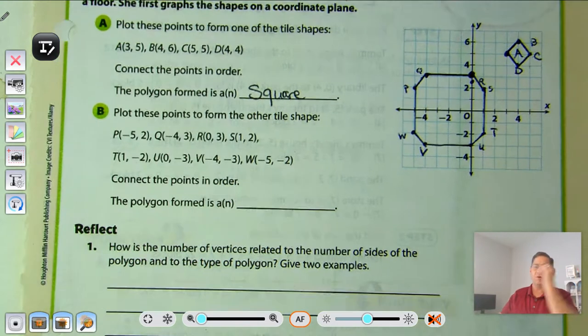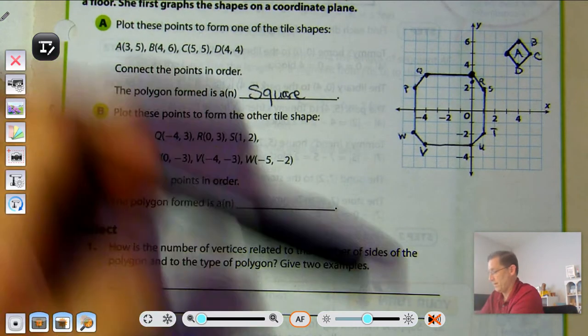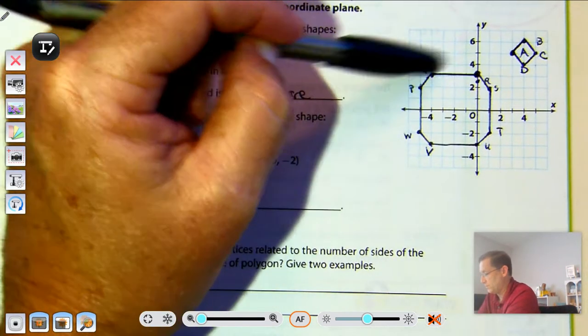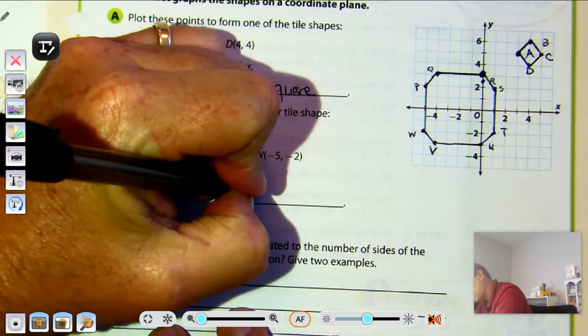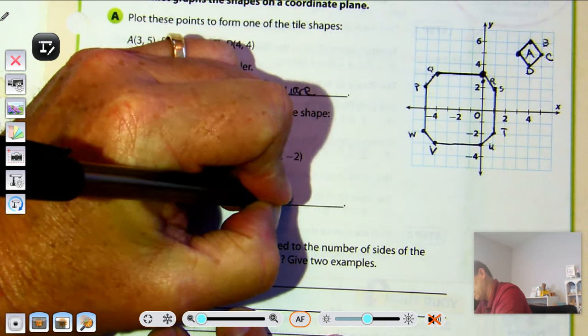Okay, and what shape have we created here? Well, we have 1, 2, 3, 4, 5, 6, 7, 8. So we have an octagon.